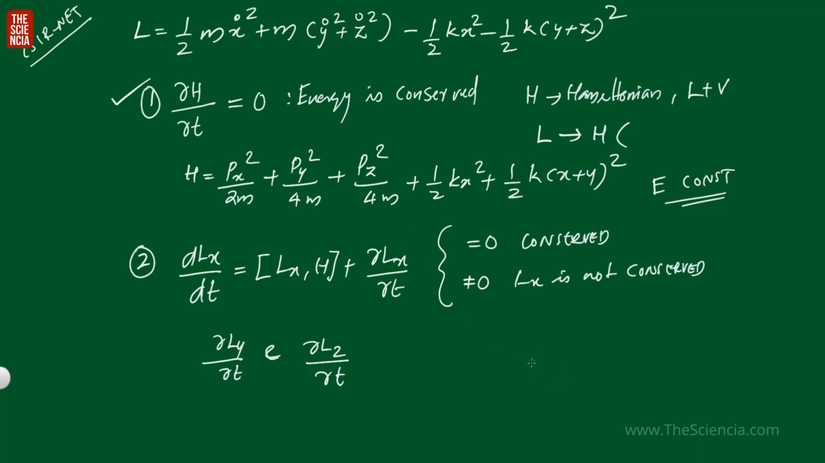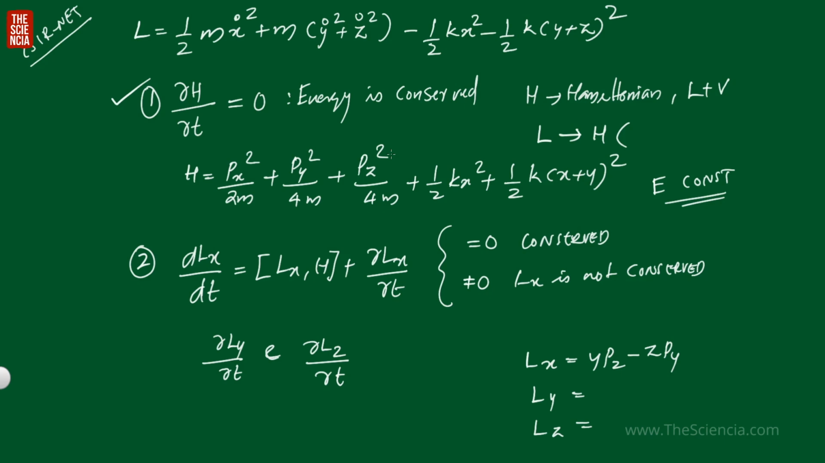And here I tell you, Lx will be equal to y pz minus z py, and similarly you can find out Ly and Lz. Then substituting in this equation, you can find out which are the conserved quantities and which are the non-conserved quantities. But to solve in this proper way is time consuming and it takes one rough page completely. So this is not a practical method.